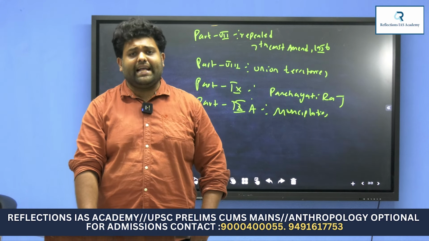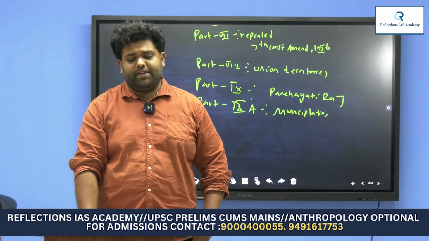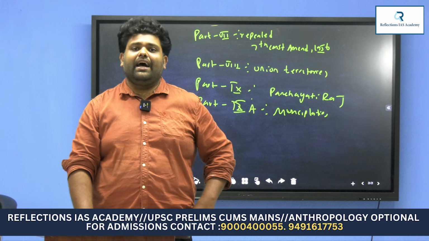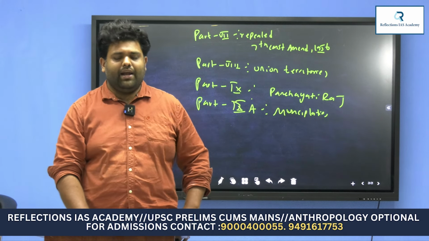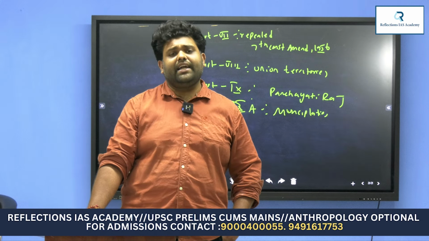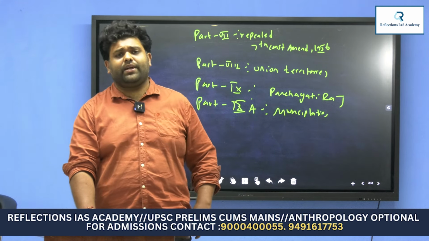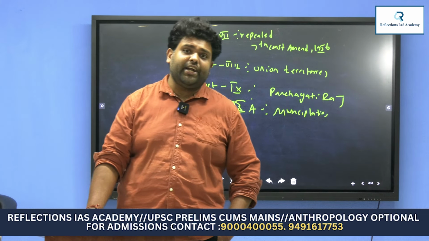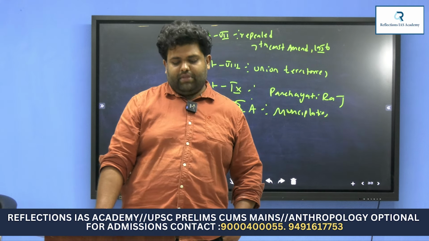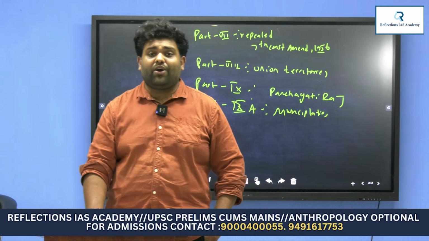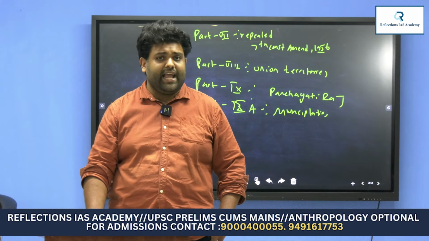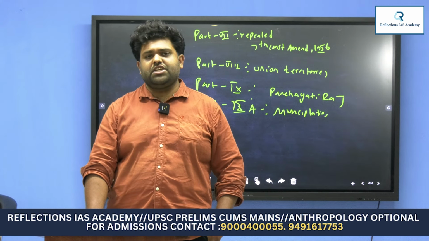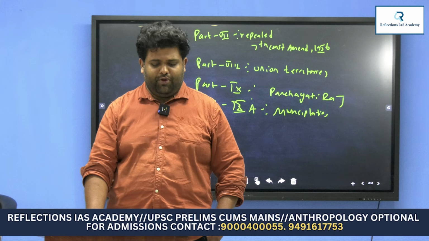Part 12 talks about finance, property, contracts and suits, which is from Article 264 to Article 300A. The next, part 13, Article 301 to 307, talks about trade, commerce and intercourse within the territory of India. Then we have Part 14 that talks about Union Public Service Commission and State Public Service Commission, which is from Article 308 to Article 323. Then Part 14A talks about tribunals, which is Article 323A to 323B. Then Part 15 talks about elections, which is from Article 324 to 324A.